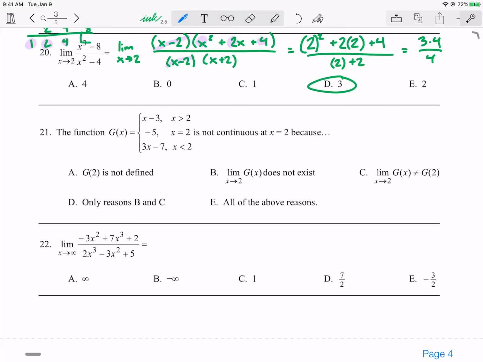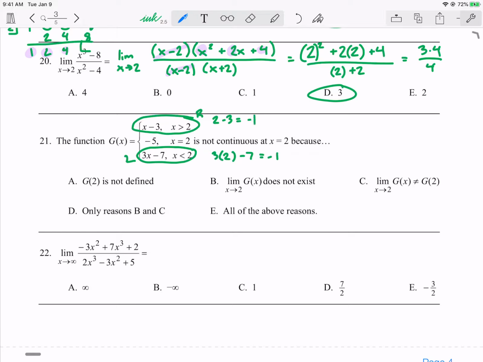The function g of x is not continuous at x equals 2 because, well, it looks like I need to consider my limits. Limit from the left, this is a little tricky, it's kind of backwards. My limit from the left is going to be down here, and that's going to be equal to 3 times 2 minus 7, which is negative 1. My limit from the right is going to be up here. That's going to be equal to 2 minus 3, which is negative 1. So since those are the same, I know my limit exists, but the function's value is negative 5. So the limit was negative 1, the function's value is negative 5. So this should be my reason.